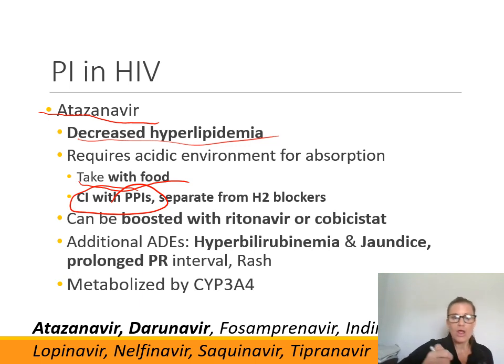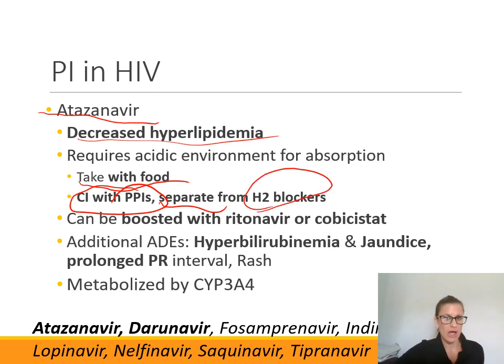They also need to be separated from H2 blockers. H2 blockers, histamine receptor blockers, are also given for acid reflux, but they're not as effective as the PPIs, essentially. So you have to just separate the H2 blocker. Obviously, you can't give atazanavir at the same time that you would take Tums or anything like that.